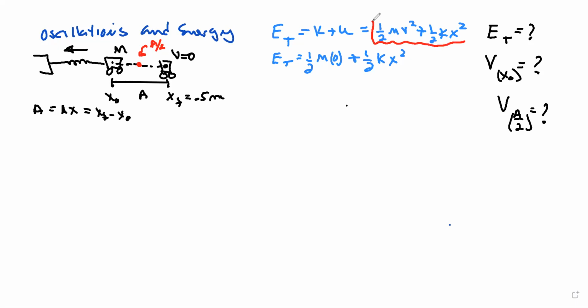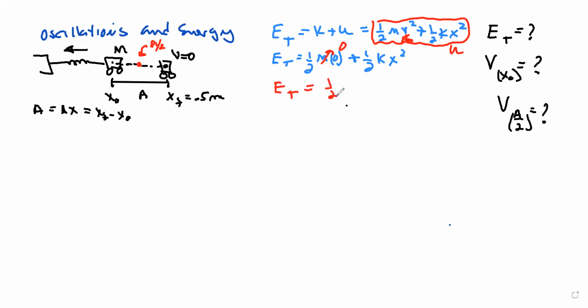It's kinetic energy plus the potential energy of the spring. The potential energy of the spring is 1/2 k x squared, and 1/2 m v squared is the kinetic energy. Since the velocity is 0, the kinetic term goes to 0, so the total energy of your system is going to be 1/2 k x squared.